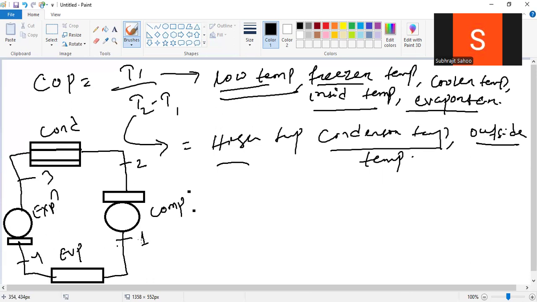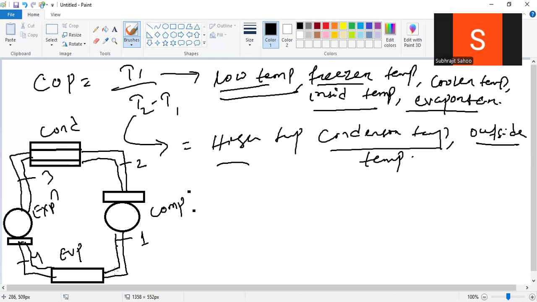At point 1, the working fluid enters. These are actually the pipelines. Okay, these are the pipelines, all of these are pipelines. The pipelines connect several parts of the refrigeration system. I mean, compressor to condenser, condenser to expansion device, expansion device to evaporator, through pipelines.